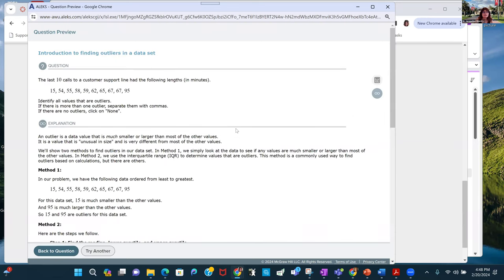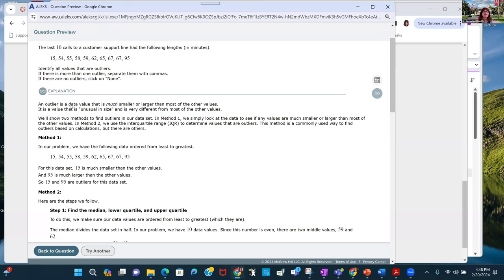Just see what Alex has to say. An outlier is a data value that is much smaller or larger than most of the other values. See, it's like the hazy understanding as opposed to the precise methods. We'll show two methods to find outliers. In method one, we simply look at the data to see if any values are much smaller or much larger. And that's what we did. We just said, look, 15 is way smaller, 95 is way larger.